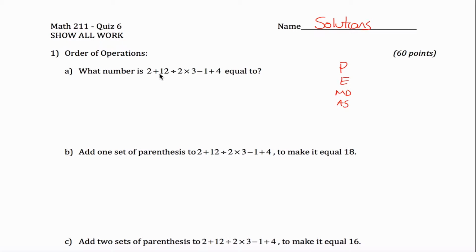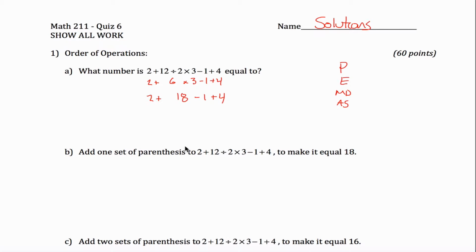Do I do this division first or do I do this multiplication? Well, I go left to right. So first I'm going to do 12 divided by 2 to get here. And then I'm going to do this 6 times 3 to get 2 plus 18 minus 1 plus 4. So now I've taken care of all of my multiplication and division.